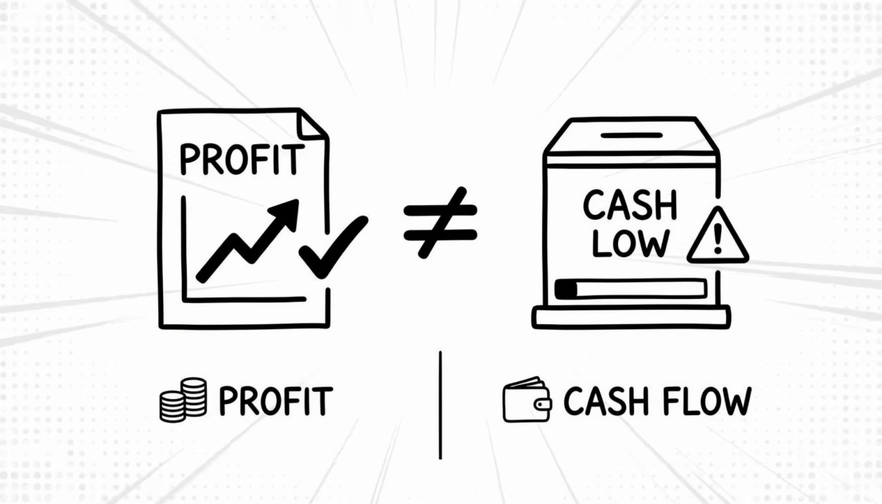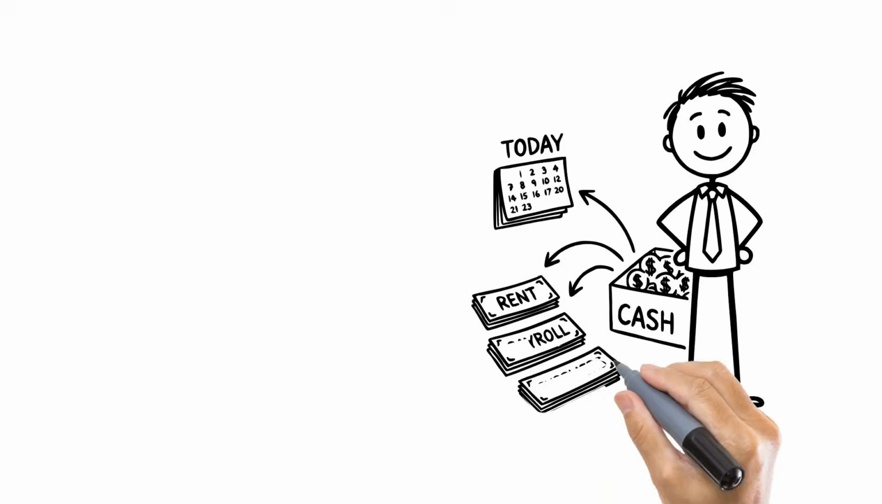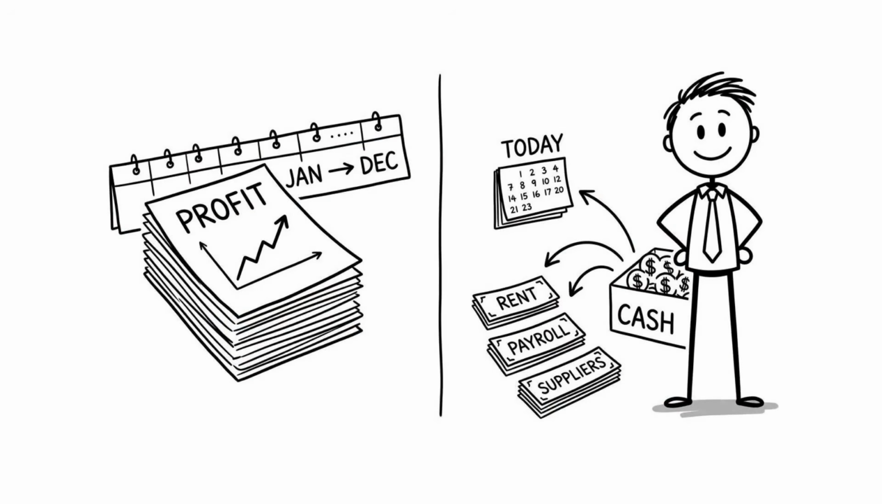This is the difference between profit and cash flow. Profit measures financial performance over a period. Cash determines whether the business can actually pay today's bills when they become due.